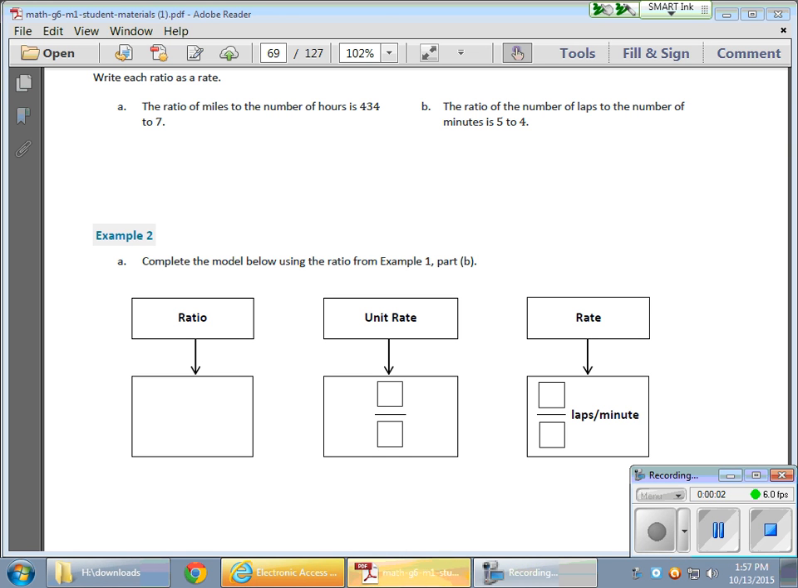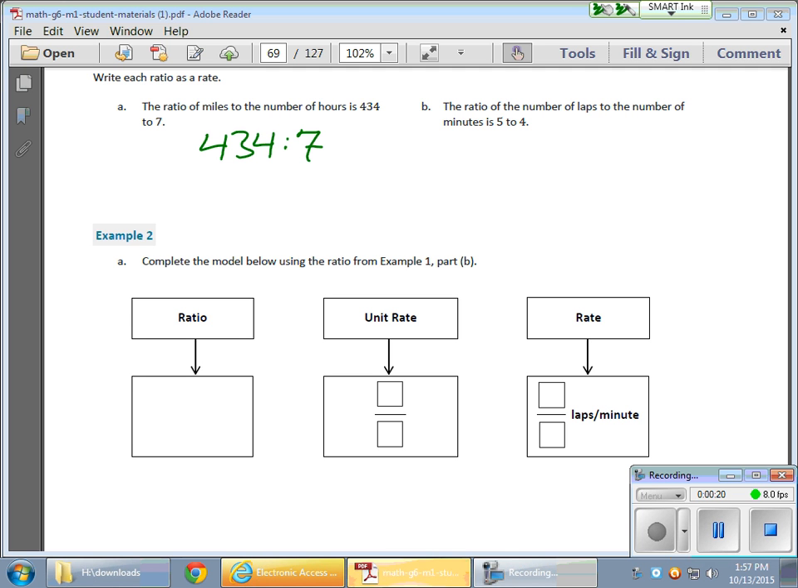Okay, so in today's math lesson, what we worked on was taking a look at ratios, unit rates, and rates, and then comparing them with one another. So on the top here, we have some directions. We have to write each ratio as a rate. So I have a 434 to 7 ratio, and I need to turn that into a rate.